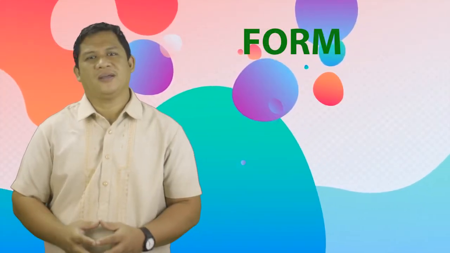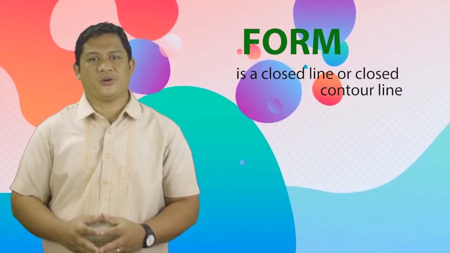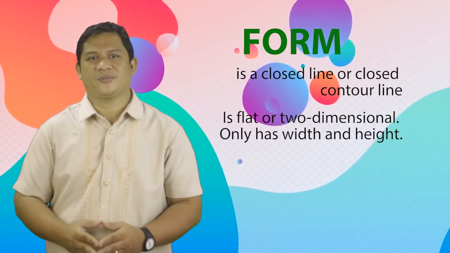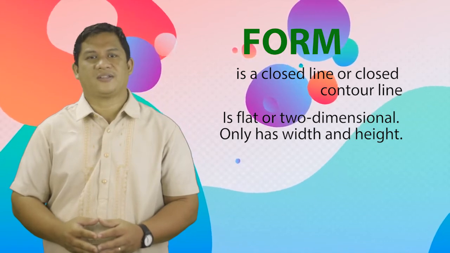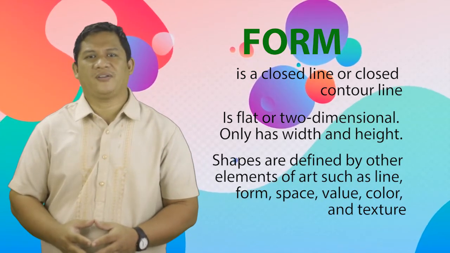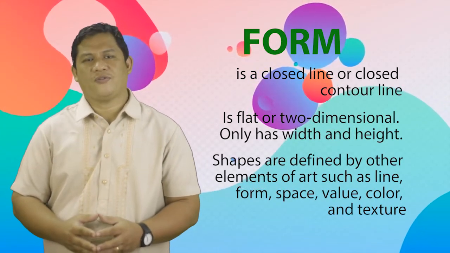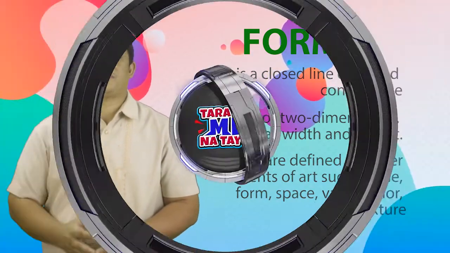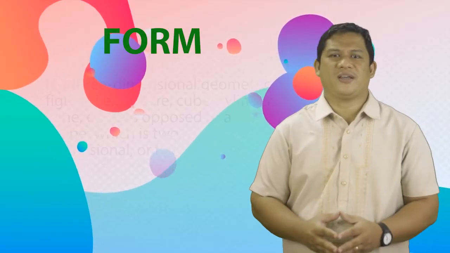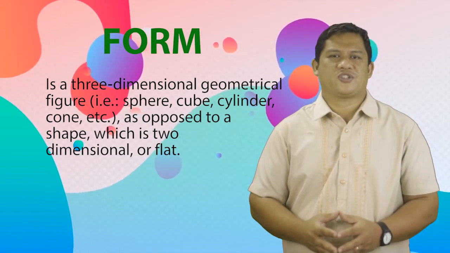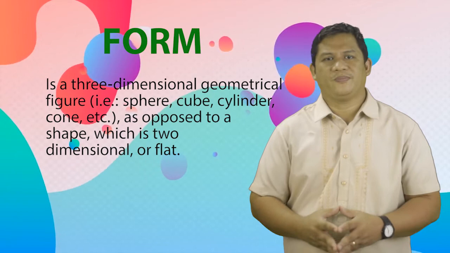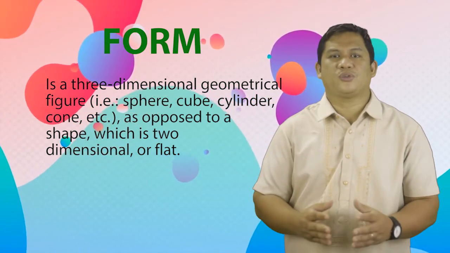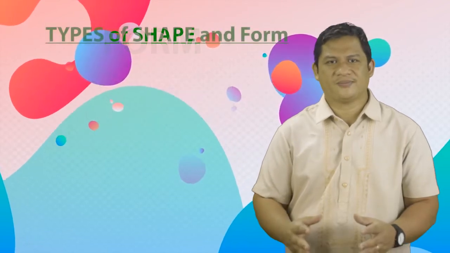A shape is a closed line or closed contour line. A shape is flat or two-dimensional, only has width and height. Shapes are defined by other elements such as line, form, space, value, and texture. Form is a three-dimensional geometric figure such as sphere, cube, cylinder, cone, and the others, as opposed to a shape which is two-dimensional or flat.